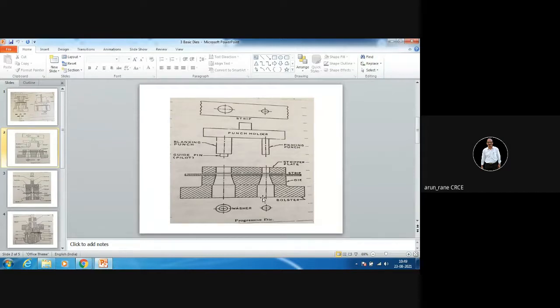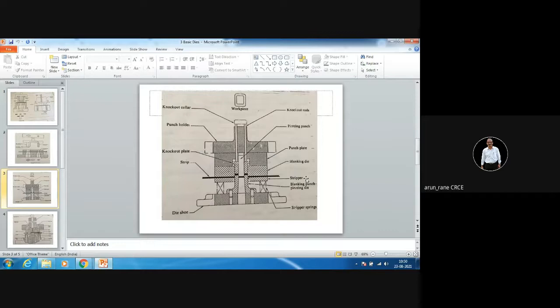Compound dies are always a little complex. Then at another station you can have slitting, then the next station lancing, then further perforating. So you have to design. You cannot have a 10-station die because the press has to take that much load. Okay, so this is what a progressive die is. These are the different components of the die.